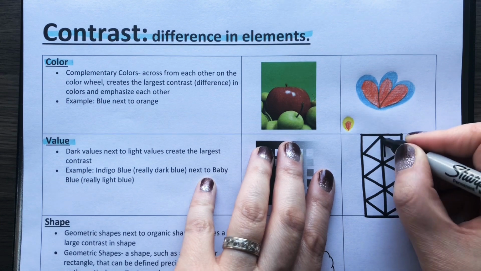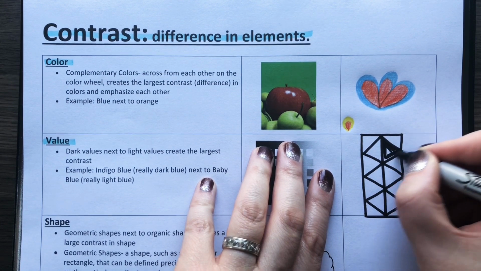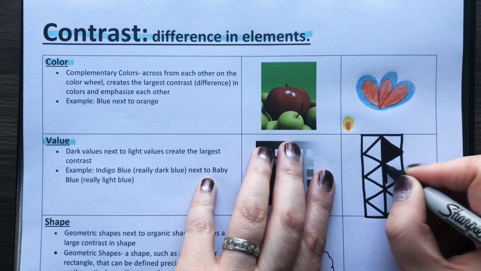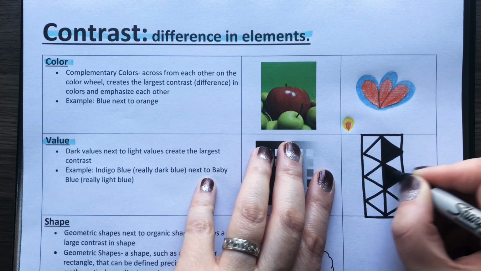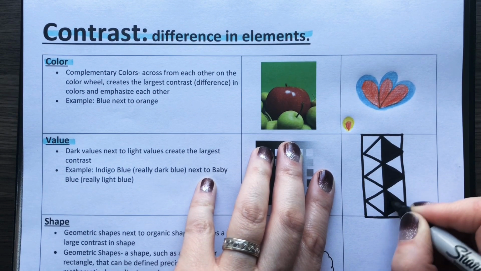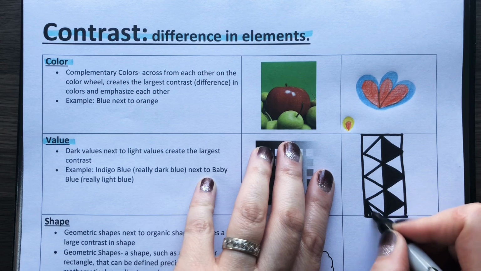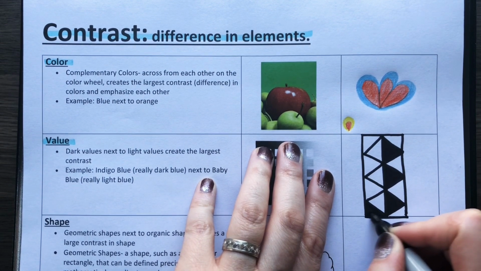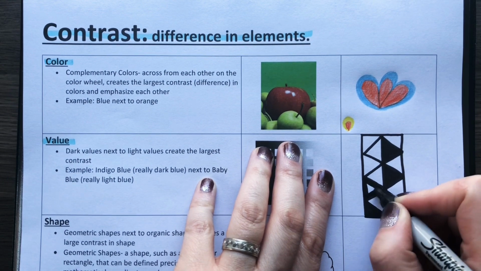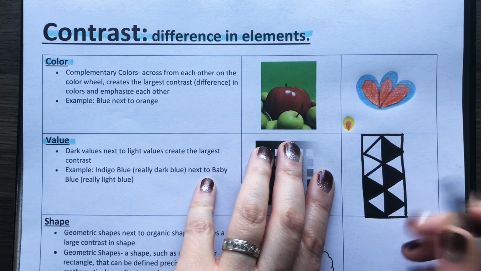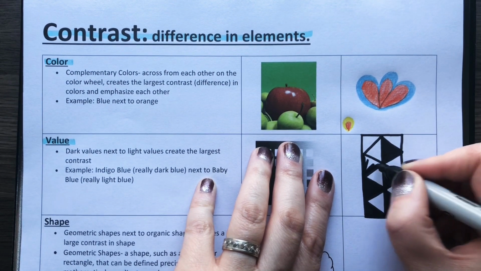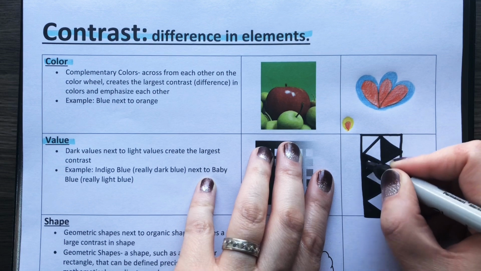So on this side, I'm going to fill in these triangles. The ones I originally drew, I'm going to color that side. I'm going to color these in. Now on the opposite side, I'm going to color the background in. So I'm going to color the area around. By doing that, I'm making a big difference between this black area and this white area.